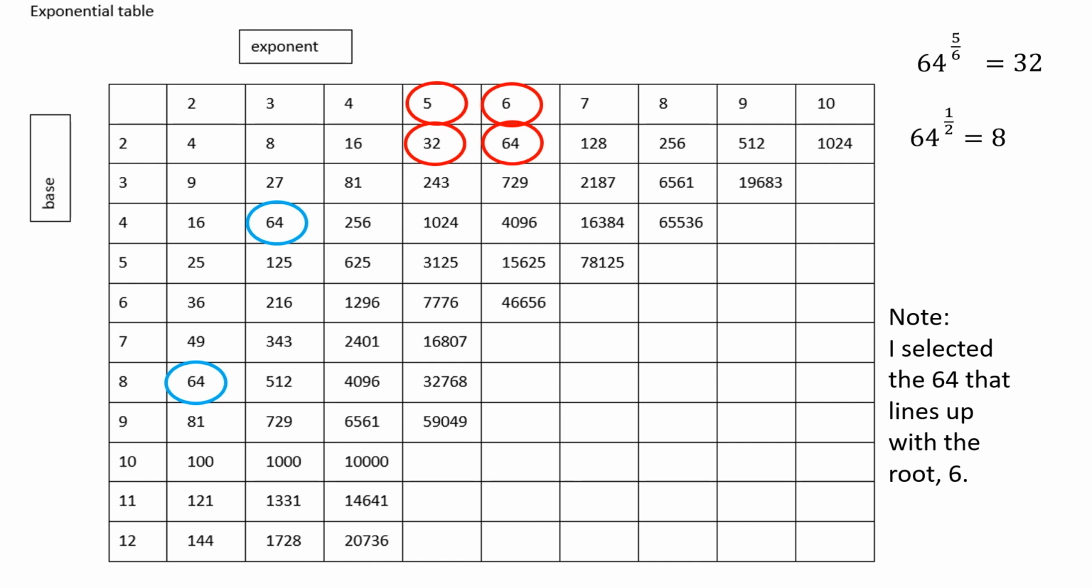right? 64 to the 1/2 would have gotten me an 8. 64 to the 1/3 would have got me a 4, right? There are a lot of 64s. And that's not the only number that repeats. And if this table was much larger and went out much further, we would find there's even more numbers that repeat. Right? And of course, 64 to the 1/6 power gets me a 2. That's why I had to make sure that I picked the 64 that lined up with the 6, because I had to take the 6th root.